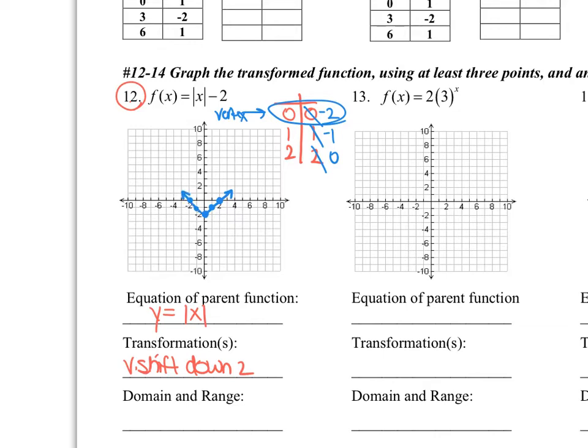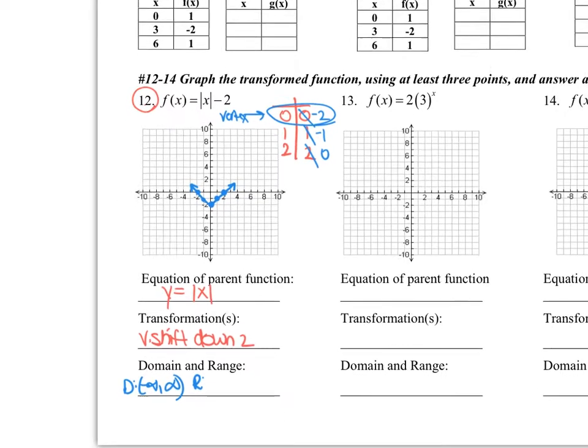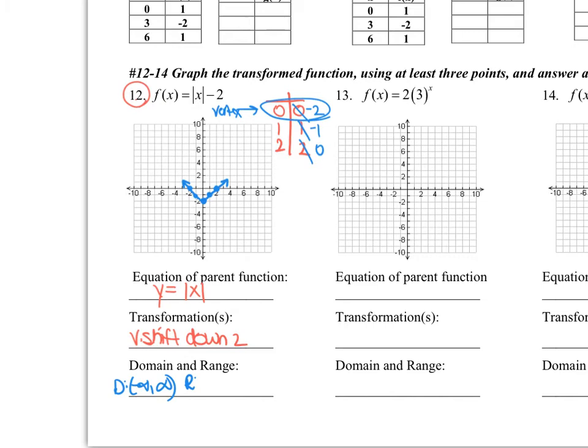Our domain is always all real numbers. And our range, what changes our range is where the vertex is. So our lowest y value is negative 2. Our highest y value is infinity.